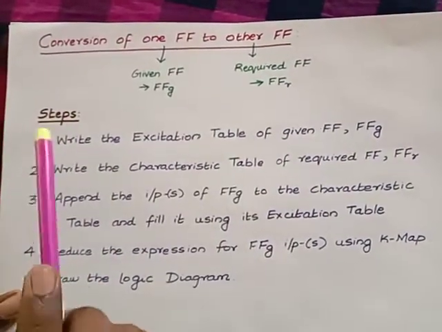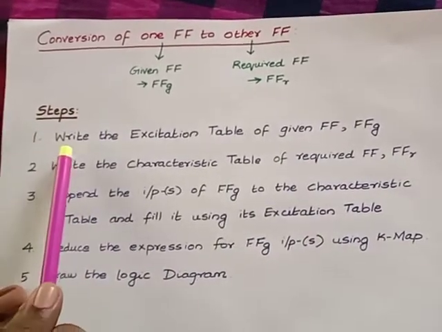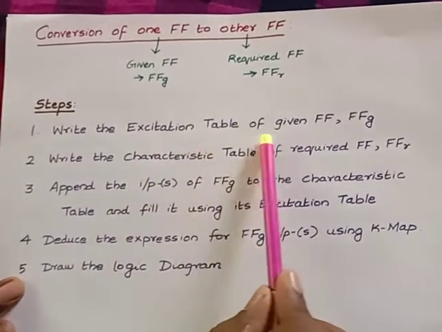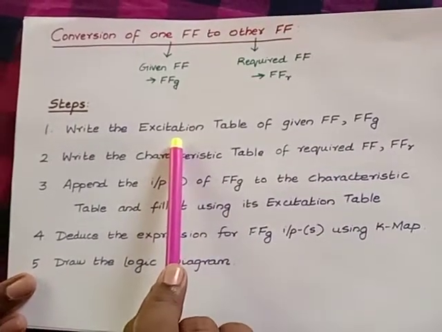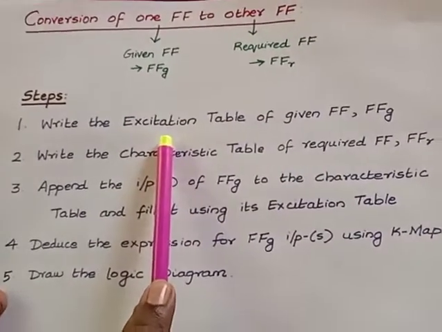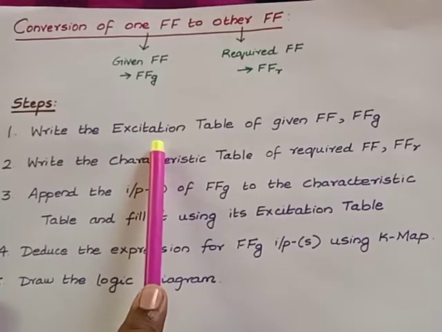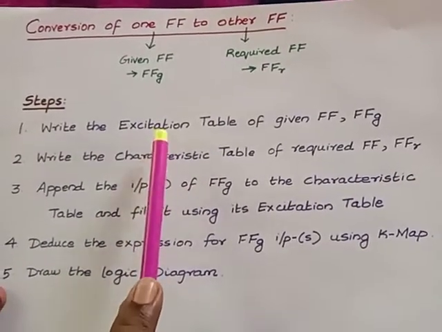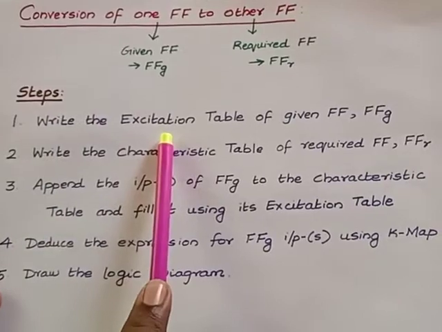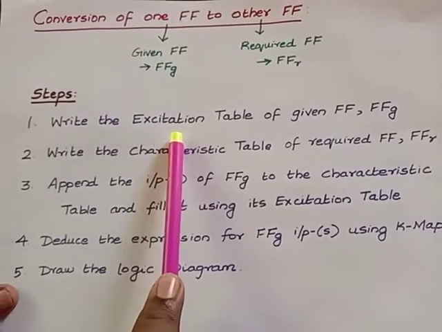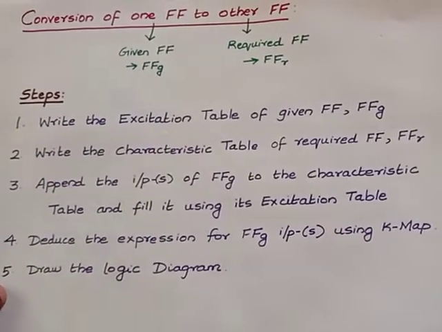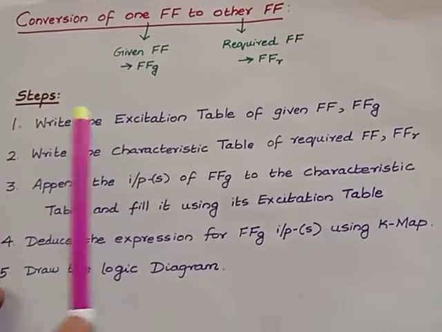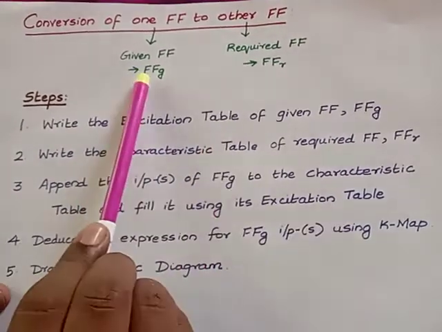Now the steps are: the first one is you have to write the excitation table of the given flip flop. I told you this excitation table is an important and preliminary step for all your design circuits. So I hope that at this point you are very clear with the excitation table and you also remember all those tables for all the four flip flops. So the first step is write the excitation table of your given flip flop.